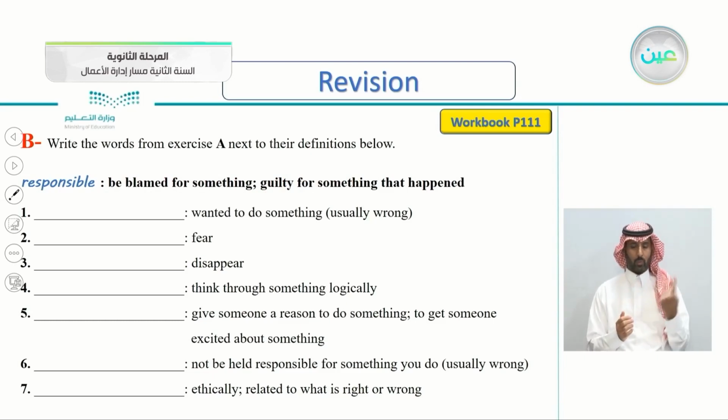Number 1, wanted to do something, usually wrong. Someone that wanted to do something, and this thing is usually wrong. What's the correct word? This is the definition here. So the correct word here is, let's see the correct answer, tempted. To tempt someone is to want him to do something wrong. Number 2, fear. What's the word from exercise A that means fear?